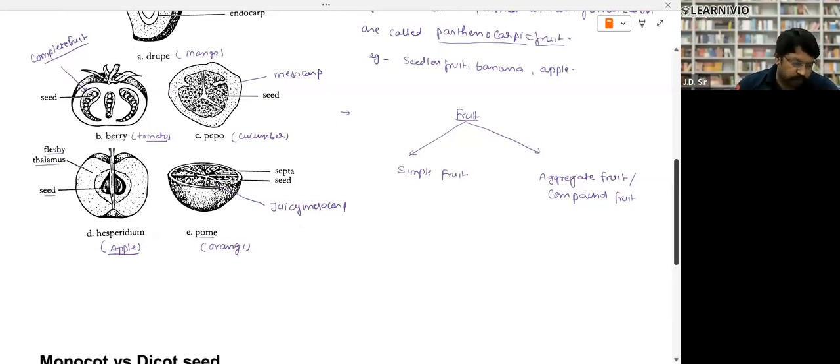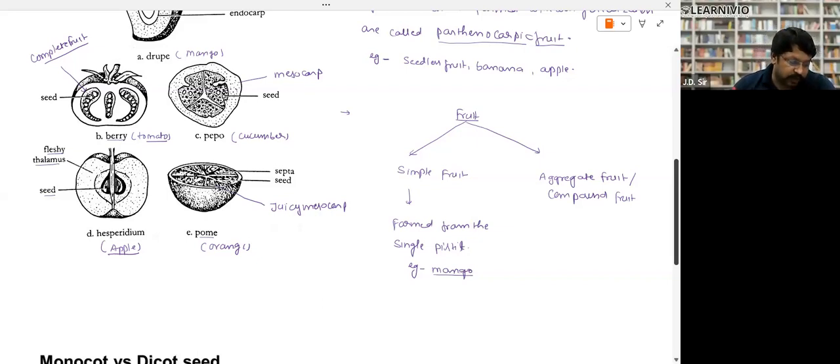So simple fruits are formed from the single pistil. Example, like mango. So the flower of the mango has a single pistil, right? And that single pistil develops into fruit. So that is called simple.